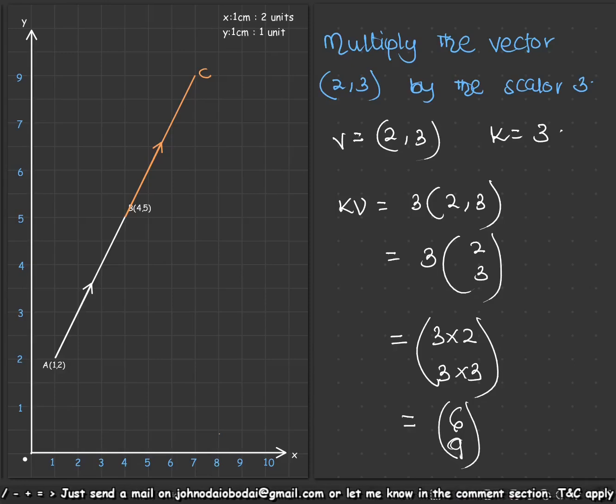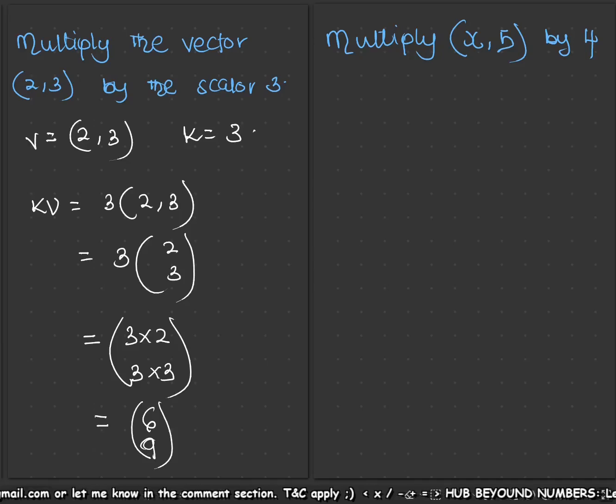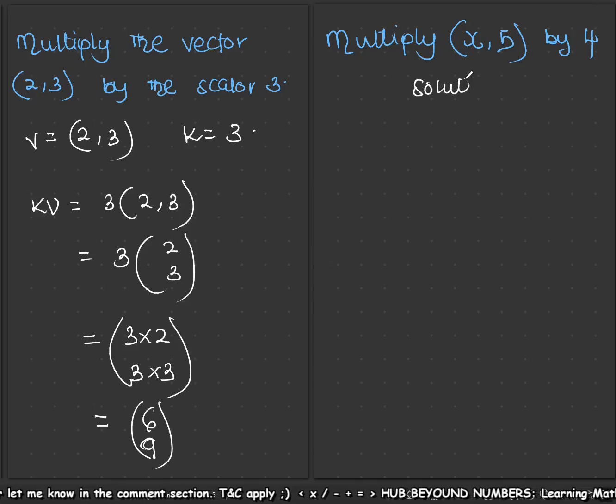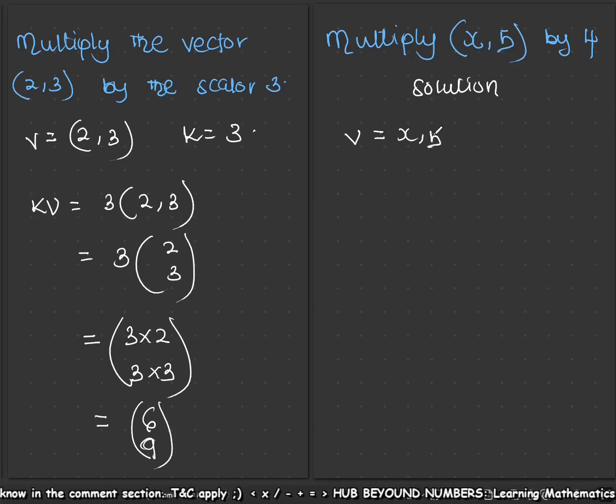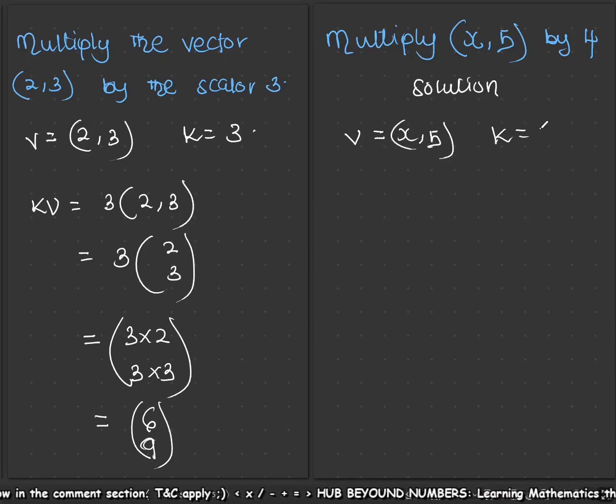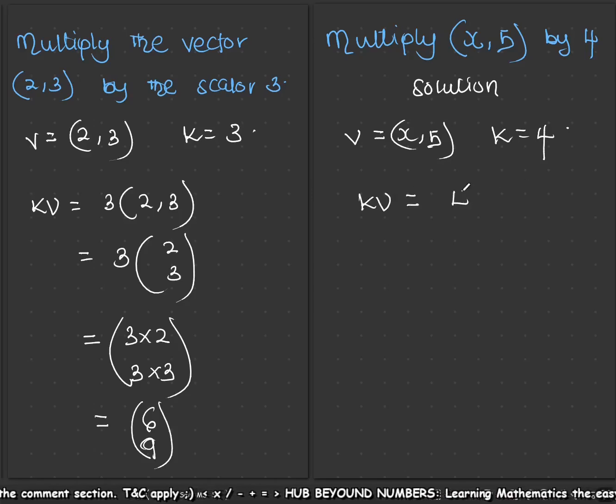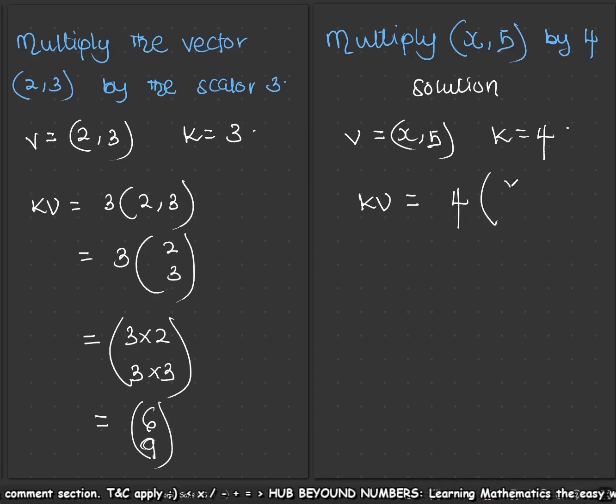Let's solve one last example, after which I'll give some questions that we can really apply in real world problems. For this second question, we have to multiply (x, 5) by 4. In this case too, we apply the same concept. You can pause and try your hands on it. Our vector v is (x, 5), and our scalar k is 4. Hence, if you want kv, then that is 4 times (x, 5).